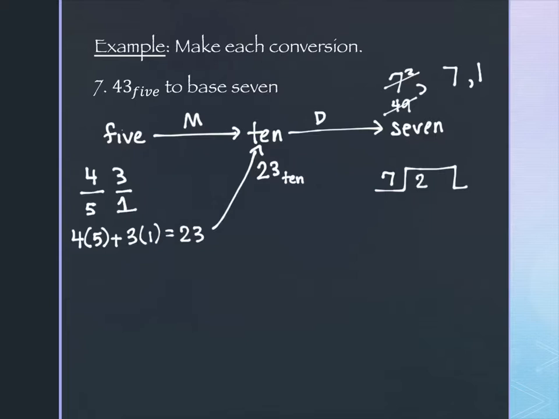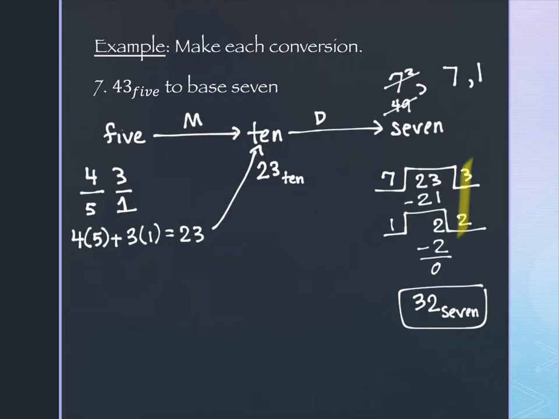So 7 into 23, 7 goes into 23 3 times. 3 times 7 is 21, and we subtract. So we have 2 left over. So 1 goes into 2 2 times. 2 times 1 is 2 for a remainder of 0. And again, just like the other ones, our answer's on the side. This is 3 2, and we are in base 7.